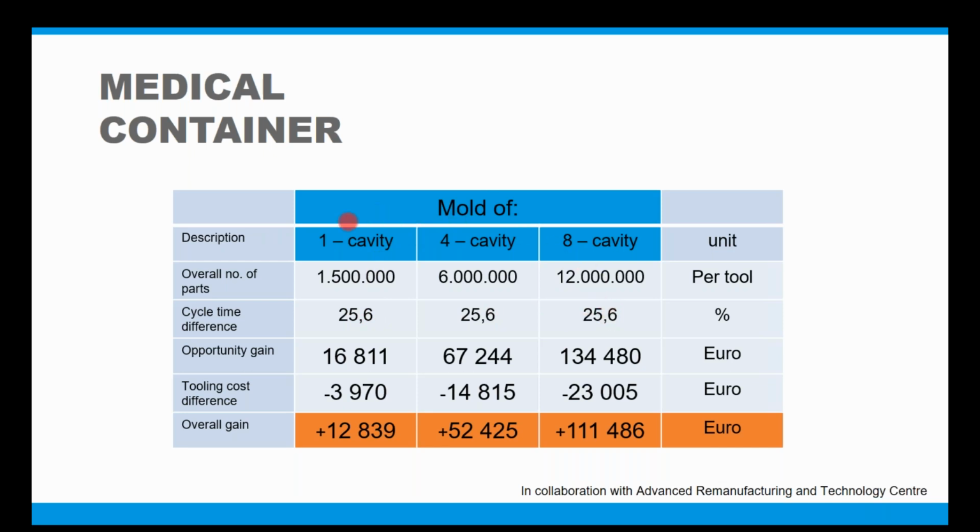If you look at various numbers of cavities, if the customer had a 1 cavity tool, then they can produce 1.5 million parts per year. And if they have an 8 cavity tool, then they can produce 12 million parts per year. Of course, the printed tool is more expensive, but already at a 1 cavity tool, you can see that you can produce a lot more parts and thereby have a bigger overall gain. And the more cavities you have, the bigger your gain will be.